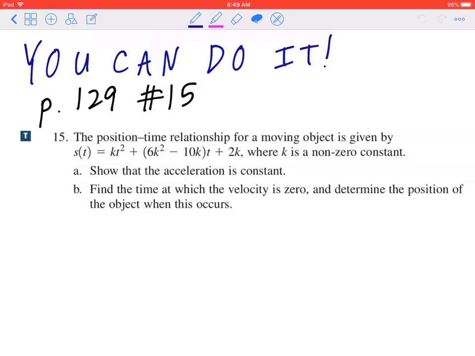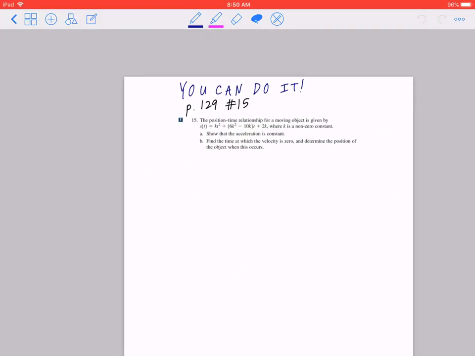Hi everyone, let's take a look at number 15 on page 129. The position-time relationship for a moving object is given by S of t equals kt² plus (6k² minus 10k) times t plus 2k, where k is a non-zero constant. A, show that the acceleration is constant. B, find the time at which the velocity is zero and determine the position of the object when this occurs.